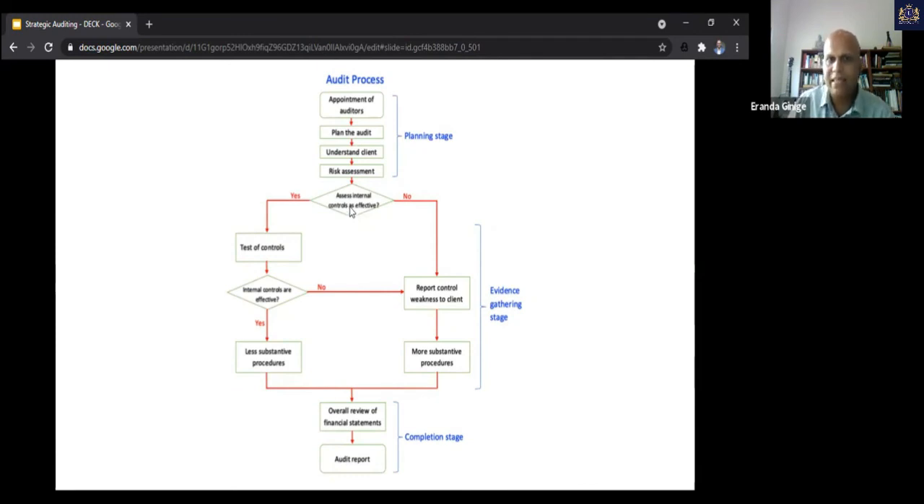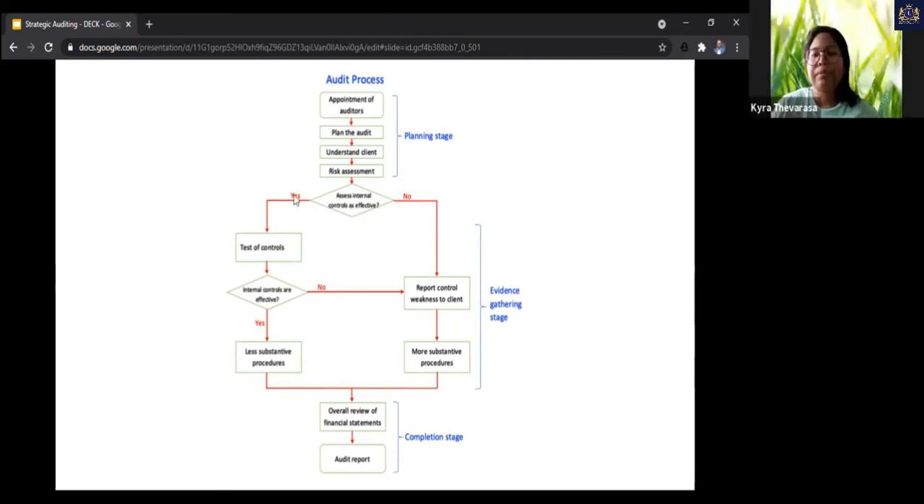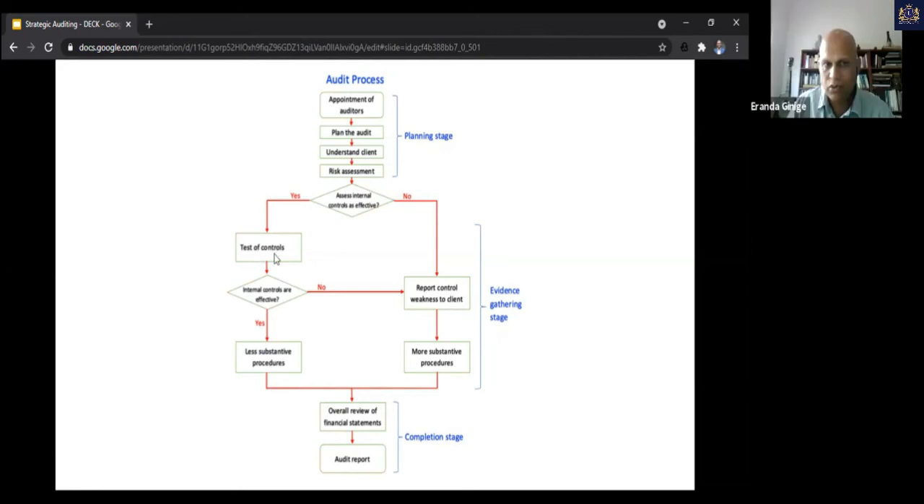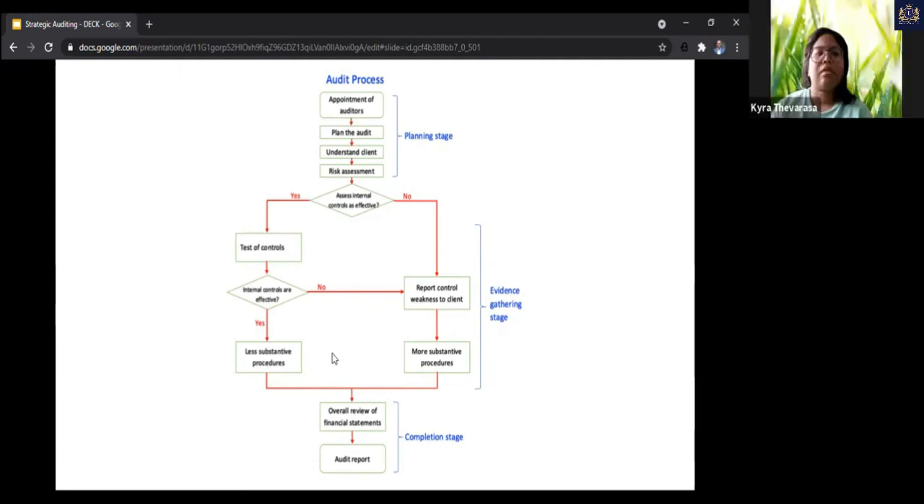If the accounting system and the internal controls are effective, yes, then you test the controls. Testing we'll talk about next, how you test it, right? If the internal controls are effective, there are fewer substantive procedures. That means you don't have to go and hunt for every transaction, evidence for every action, because you rely on the system and the internal controls, right?